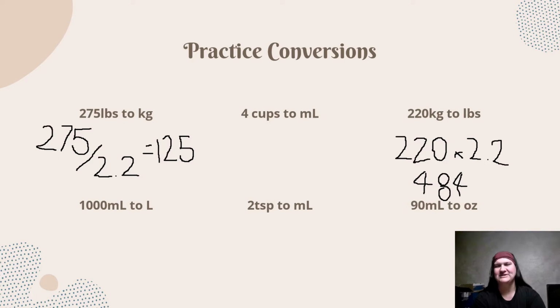484. Okay, so you get 484. 220 by 2.2 equals 484. So let me clear this out.